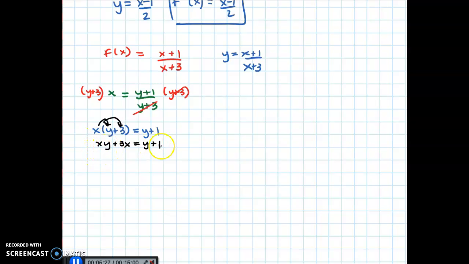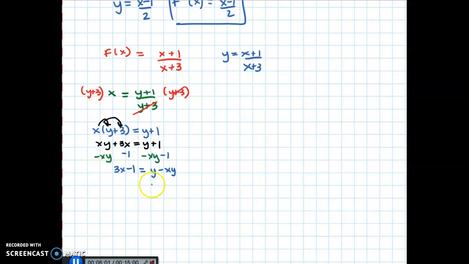So you need to get every term that has a y on the same side. So I'm going to move this over here. And also you need to move everything else to the other side of the equation. So I'm going to move the 1 over here as well. So on the left, I have 3x minus 1. And then on the right, I have y minus xy.